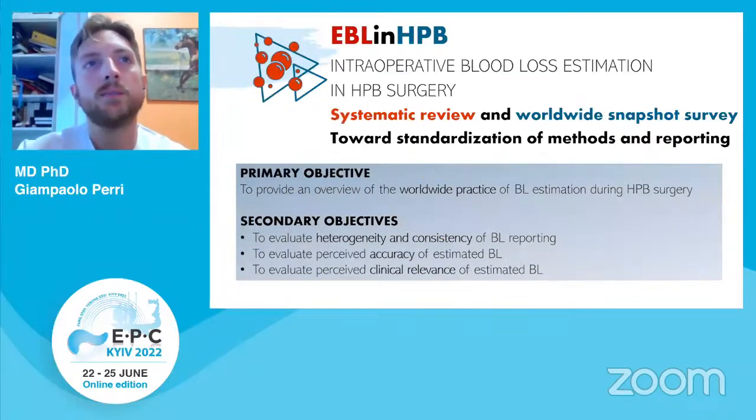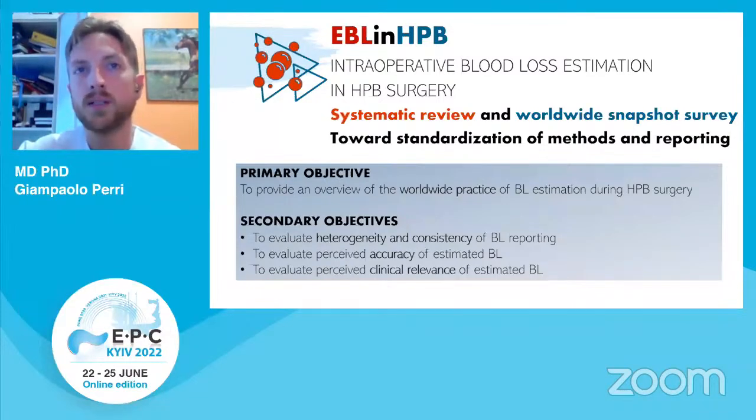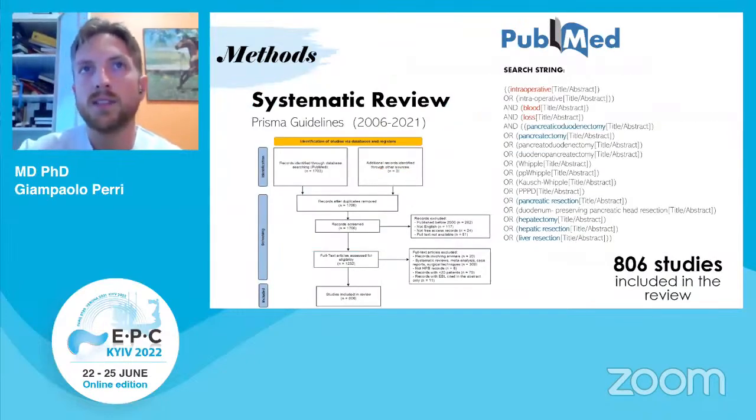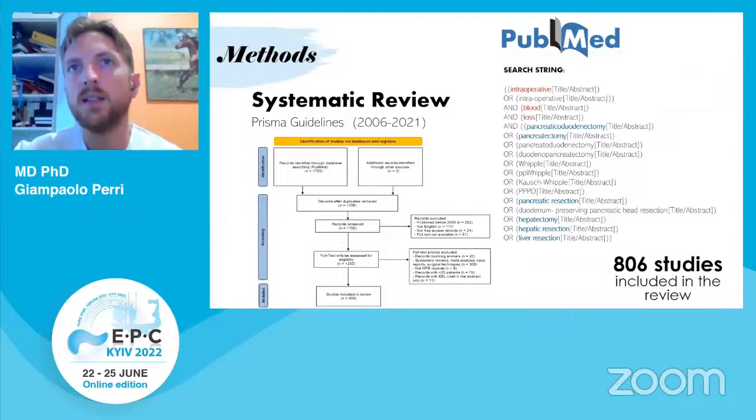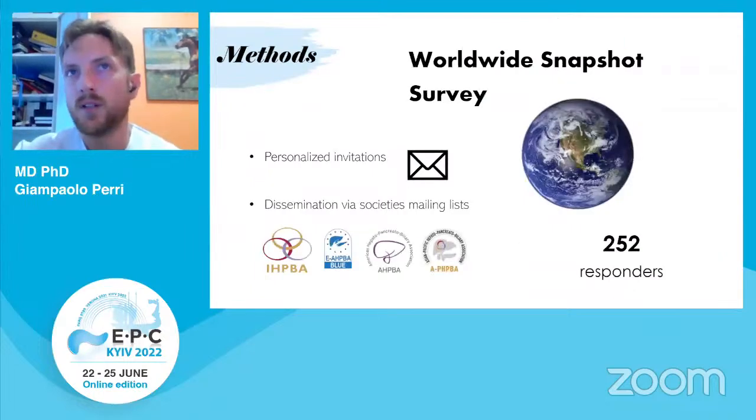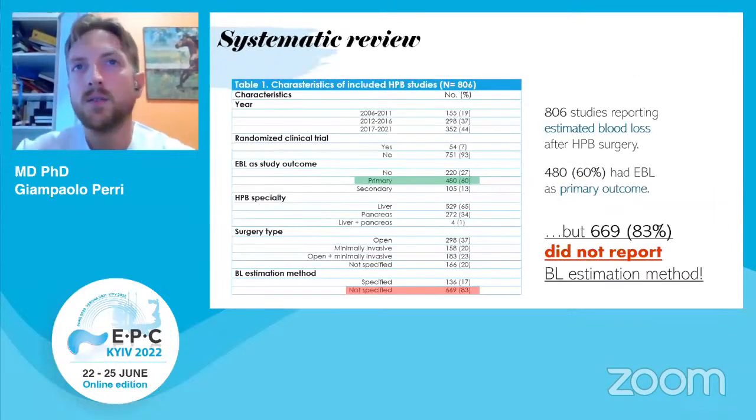So we designed a study which wanted to provide an overview of the worldwide practice of blood loss estimation during HPB surgery, and in particular evaluate the heterogeneity and consistency of blood loss reporting, but also the perceived accuracy and clinical relevance among HPB surgeons. In order to do that, we performed both a systematic review comprising recent studies about liver and pancreas transection and blood loss, and also a worldwide snapshot survey using dissemination via HPBA and regional chapters, reaching about 250 HPB surgeons.